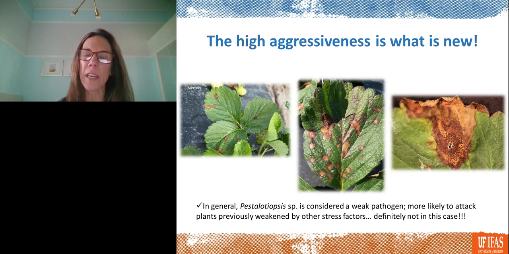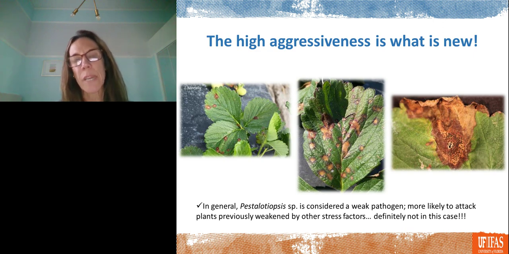What is really new in this case is the aggressiveness of the disease we're seeing in Florida. In general, this group of fungi, Pestalotiopsis or Neopestalotiopsis, is considered a weak pathogen. It's more likely to be a secondary fungus that will attack plants that are weak for some reason or under some stress. But that's definitely not the case of what you're seeing in Florida.